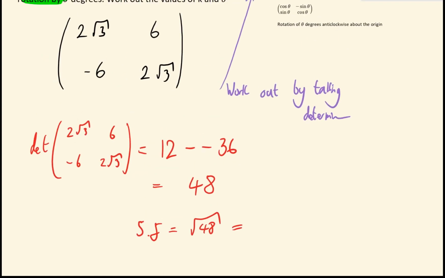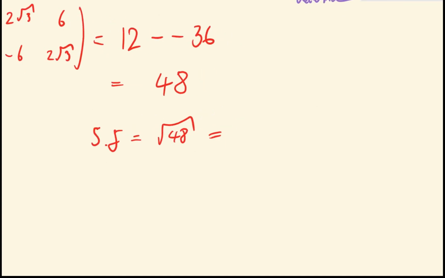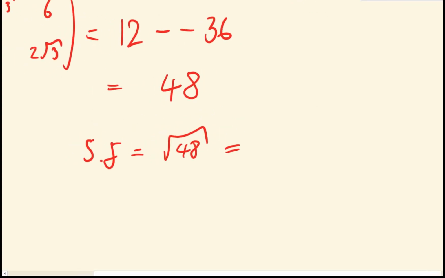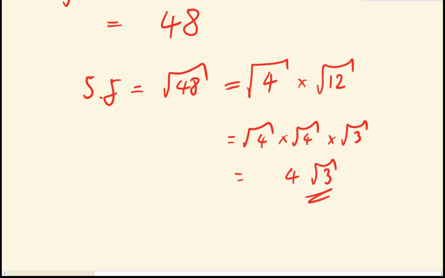And because there are so many root 3's in here, I'm going to write this in simplified surd form. So for 48, 4 goes into it. So this is the square root of 4 times the square root of 12. 4 goes into 12 again. So I've got root 4 times root 4 times root 3. Square root of 4 is just 2. So those two 2's multiplied together give me 4 root 3. And that's my scale factor.